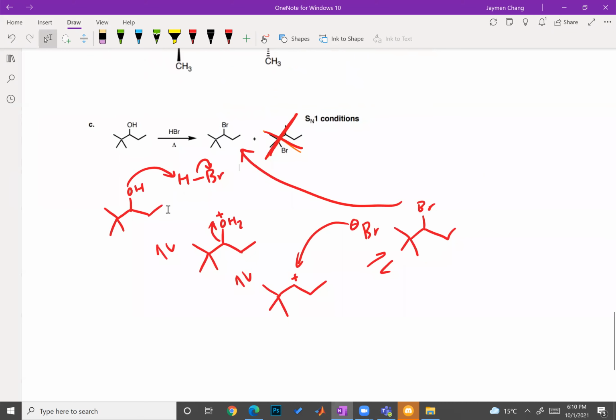Remember that we need to have our leaving group leave. So right off the bat, OH by itself is not a good leaving group. So before it leaves, we have to convert it into a good leaving group using the acid. And then once it leaves, we have a carbocation that can now be attacked by the nucleophile.